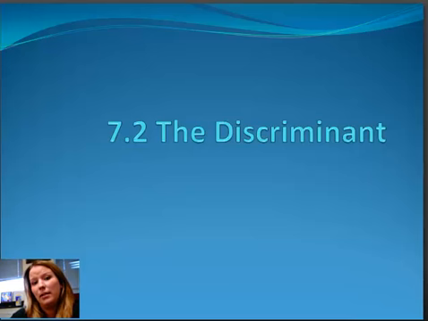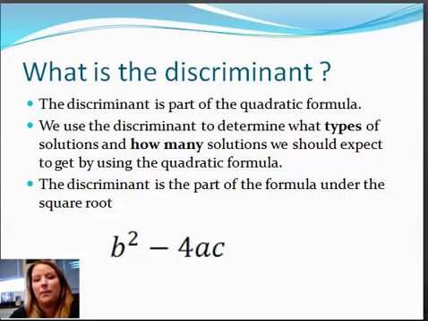If you know what the discriminant is, you know what the answer should look like, and so then you don't really have to work out the entire problem. Okay? And it's just helpful to know what kind of solutions you should expect in case you end up doing something wrong. So, the discriminant is part of the quadratic formula. Like I said, we use it to determine what types of solutions we're going to have and how many solutions.